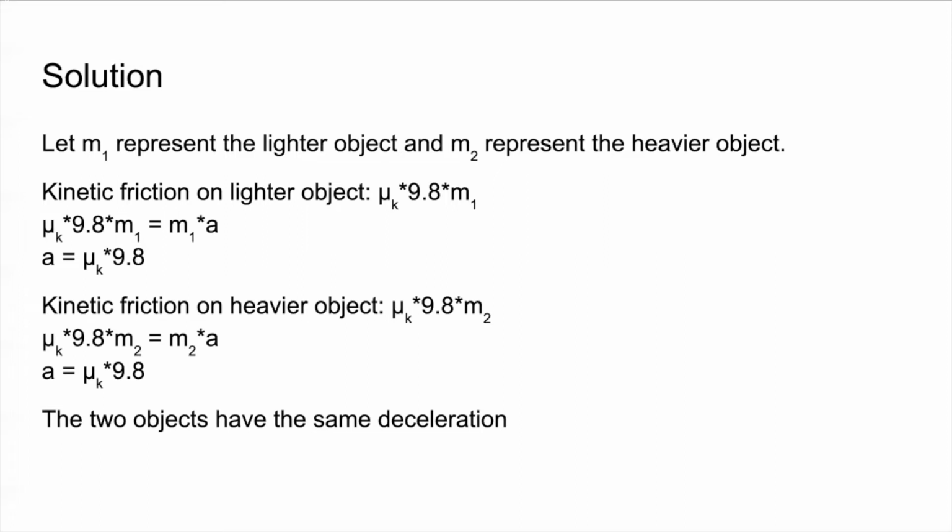And the kinetic friction on the heavier object is the coefficient of kinetic friction times 9.8 times M2. And that is equal to M2 times A. So A is equal to the coefficient of kinetic friction times 9.8. So therefore, the two objects have the same deceleration.